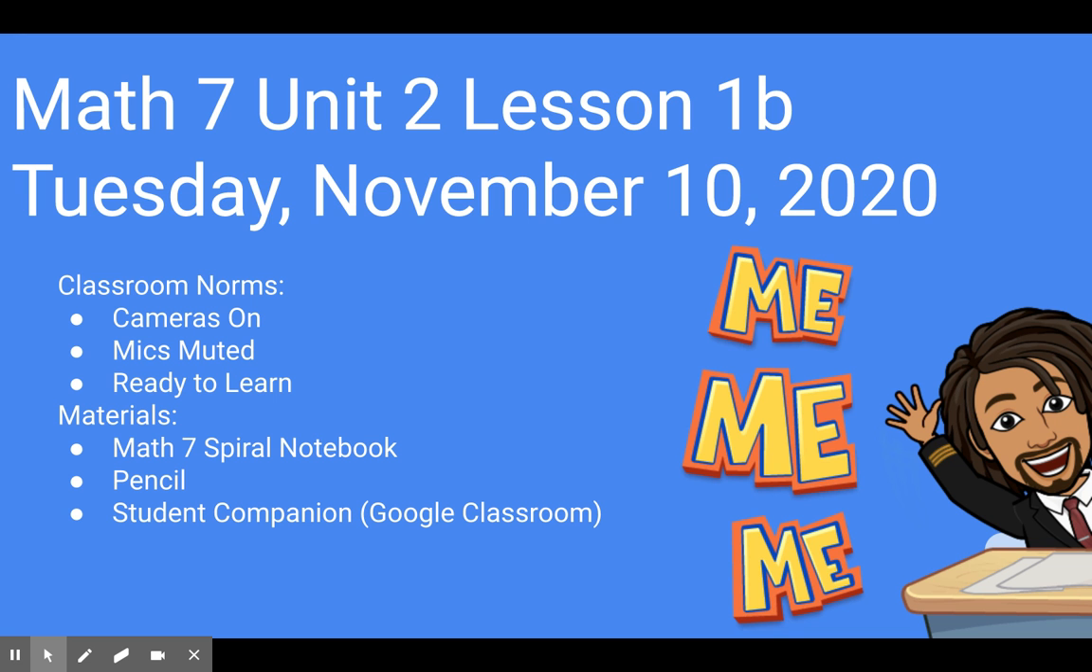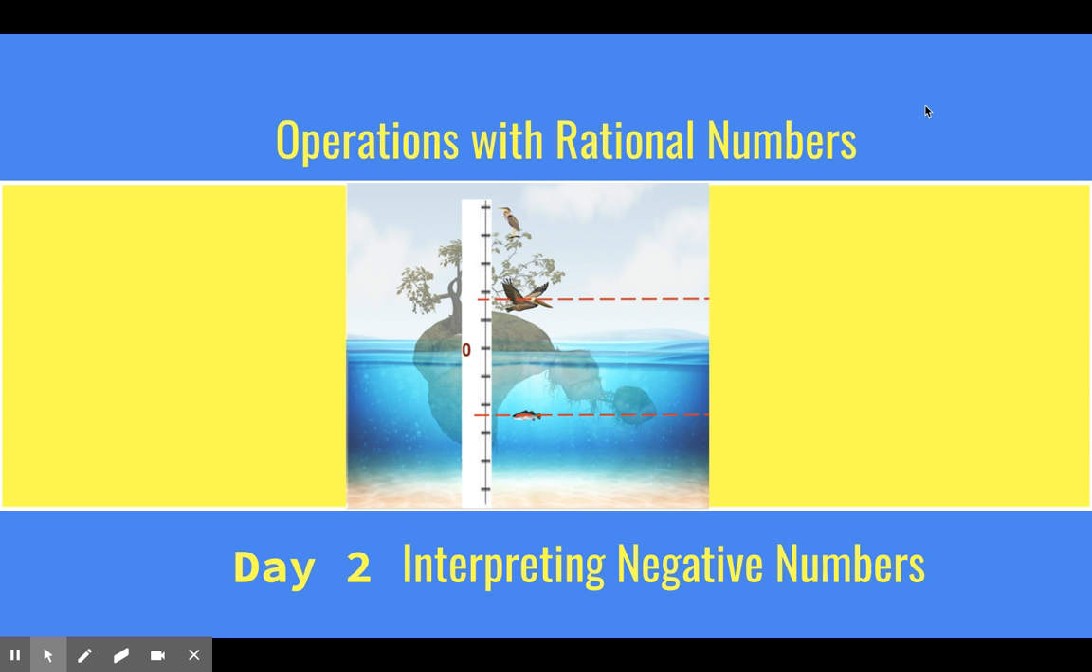Once again, we're jumping into a brand new lesson, Math 7 Unit 2, Lesson 1b. Our classroom norms, as usual, are that your cameras are on, your mics are muted, and that you are ready to learn. Your materials for today are your Math 7 Spiral Notebook, your pencil, and your student companion. So let's jump right into today's lesson so that we can keep going.